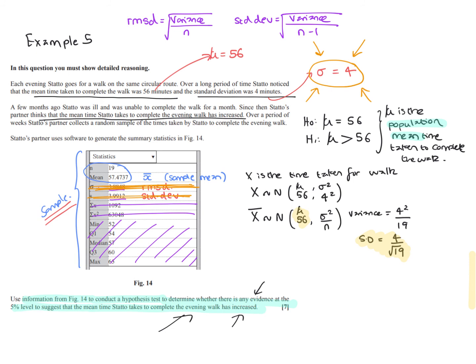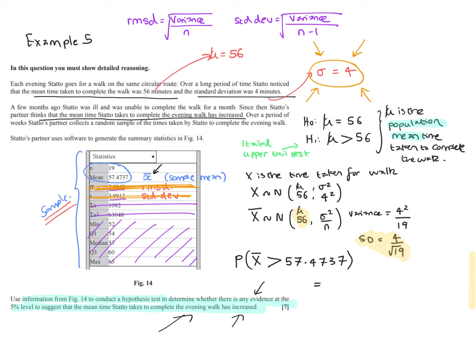Well, we are looking at a one-tailed test, and it's an upper tail. So we're calculating the probability, or the p-value as it's called, that x bar is greater than our test statistic, which is our value of x, little x bar. So we're working out the probability that capital X bar is greater than 57.4737. Notice there's no need to standardise here. We're not going to gain anything at all from standardising.